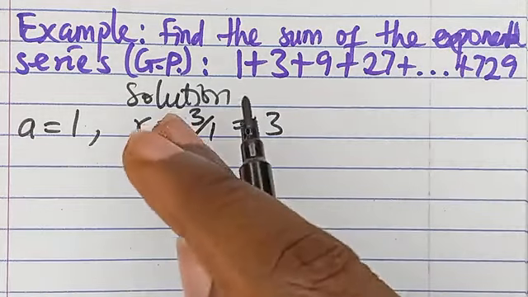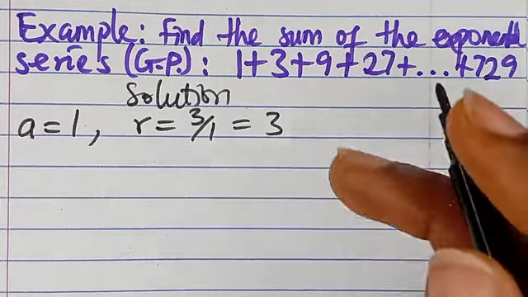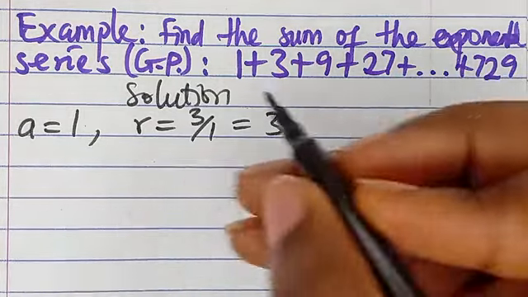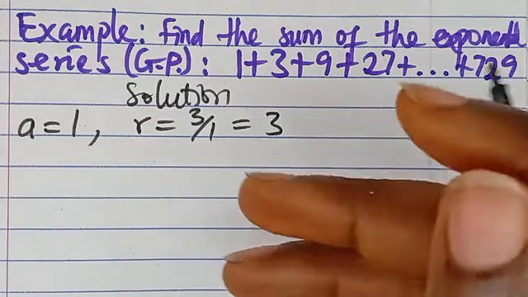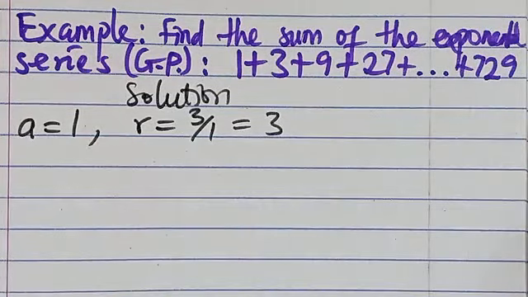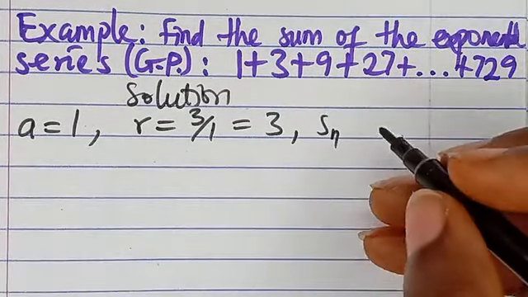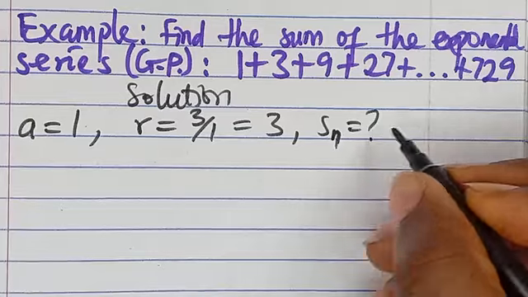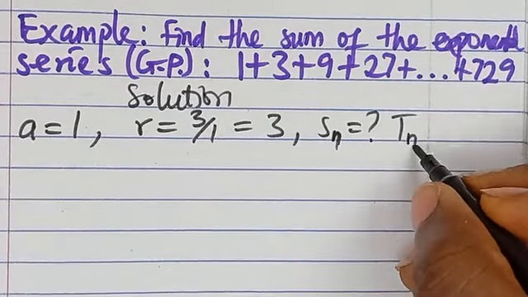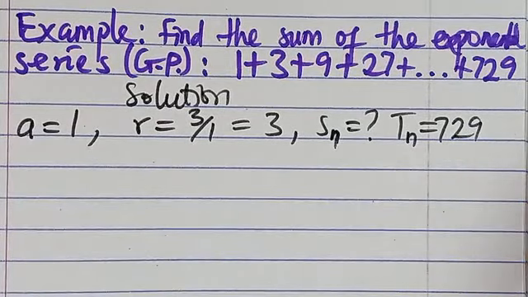Okay, and then from these given terms, let's even write out the formula for the sum of a particular series. That formula is going to help us. So we are looking for Sn. We don't know the number of terms, so that is what we're looking for. And then we're given that the last term, the nth term, is equal to 729. What else are we given here? Okay, that's all we need for now.